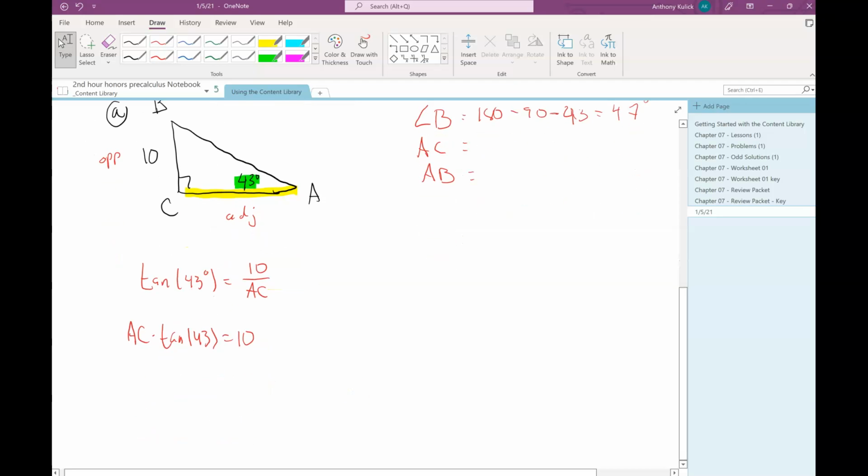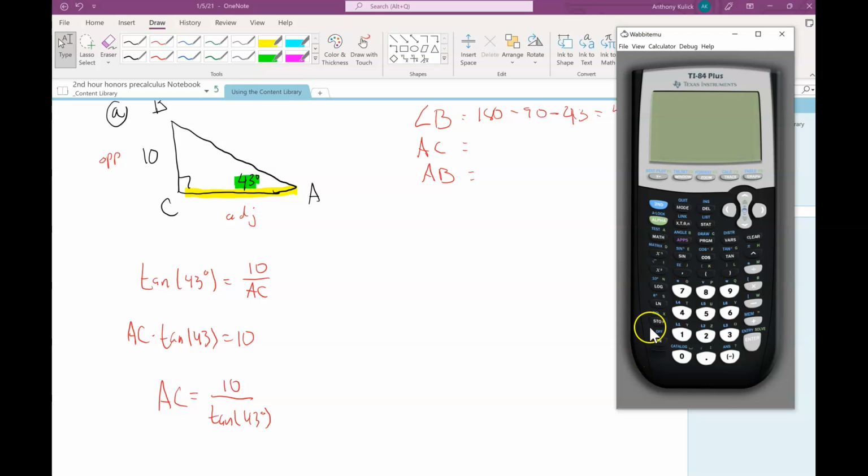And then we have to divide by tan 43. Very good. And then it's calculator time. What do I have to be careful about with my calculator before I type this in? Yeah, we have to make sure we're in the correct mode. What mode should my calculator be in, radians or degrees?